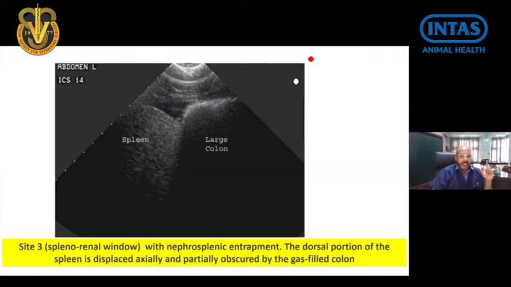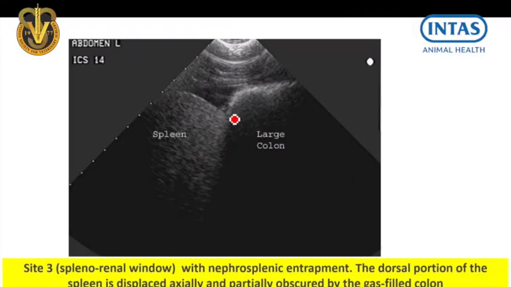Now, site 3, I told you, is a site where the spleen is in relation with the kidney. When you put the transducer on window 3 at the 17th intercostal space on the left side, you will always find the spleen and the kidney here. But when you are not finding the kidney and you are finding a large colon here, that means the spleen is displaced from its axis. The gas-filled colon has reached and is entrapped in the splenorenal window. We call it a splenic entrapment.